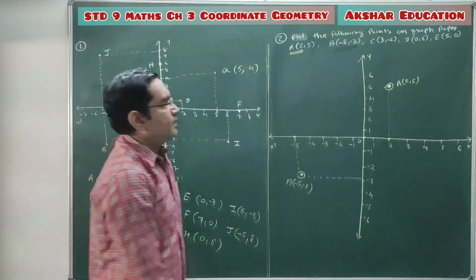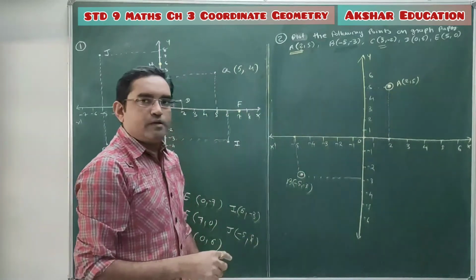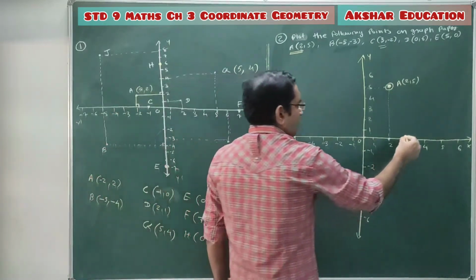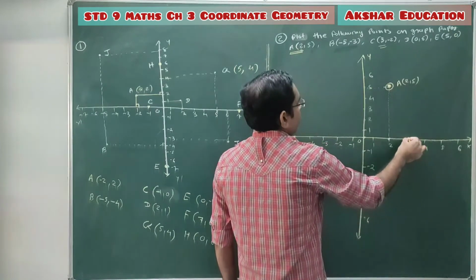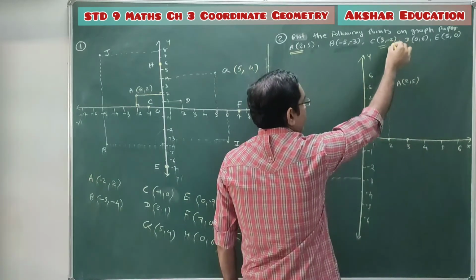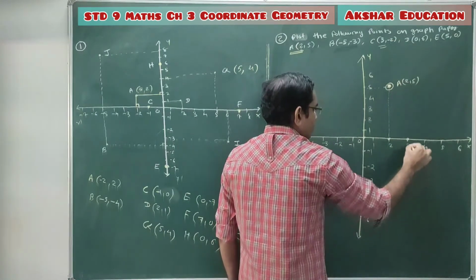Clear? Now check this third point C, whose x coordinate is plus 3. So first you have to go to the x coordinate plus 3. Now second, your y coordinate, which is minus 2. So move in downward direction up to minus 2. So here you are getting minus 3.